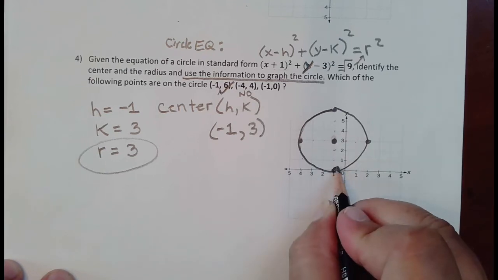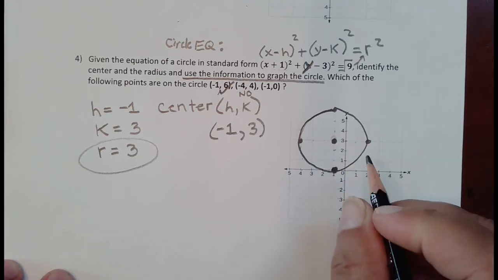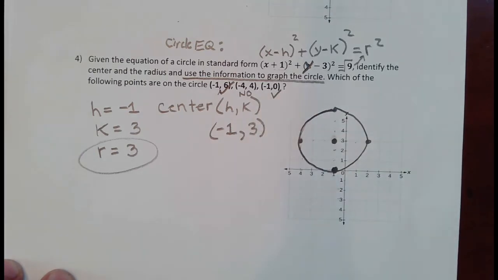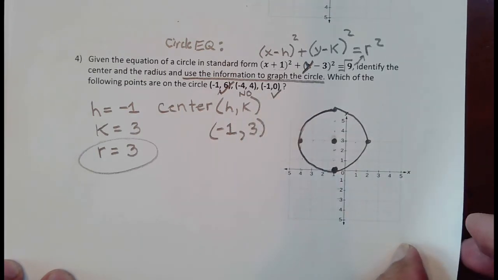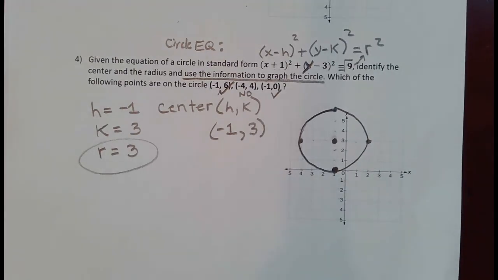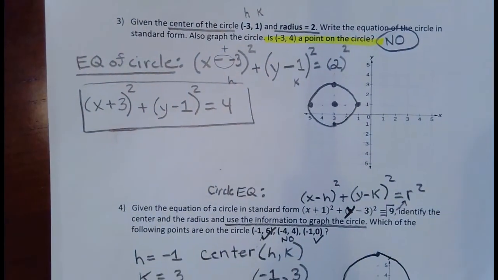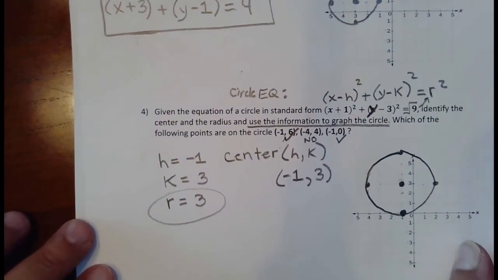And for this one where we answered no, if you're ever not sure whether or not the point's on the circle, you could always plug it into the equation. I mean, this is the equation, (x plus 1) squared, just if you needed a way to check it, because you're just kind of not sure whether it's on there or not. Okay, so that was the equation.